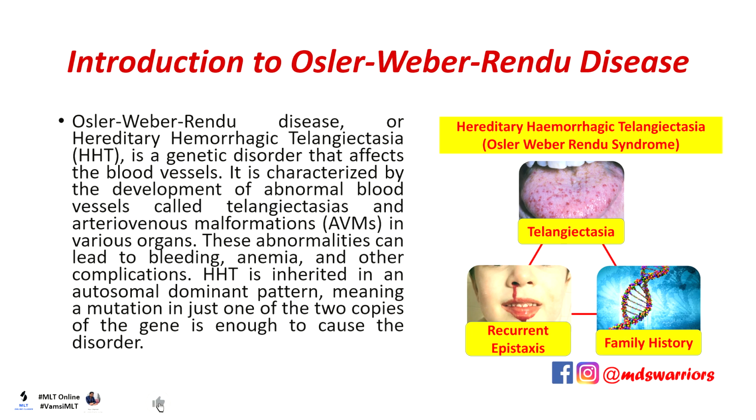Introduction to Osler-Weber-Rendu disease. Osler-Weber-Rendu disease, or hereditary hemorrhagic telangiectasia, HHT, is a genetic disorder that affects the blood vessels. It is characterized by the development of abnormal blood vessels called telangiectasias and arteriovenous malformations, AVMs, in various organs. These abnormalities can lead to bleeding, anemia, and other complications. HHT is inherited in an autosomal dominant pattern, meaning a mutation in just one of the two copies of the gene is enough to cause the disorder.